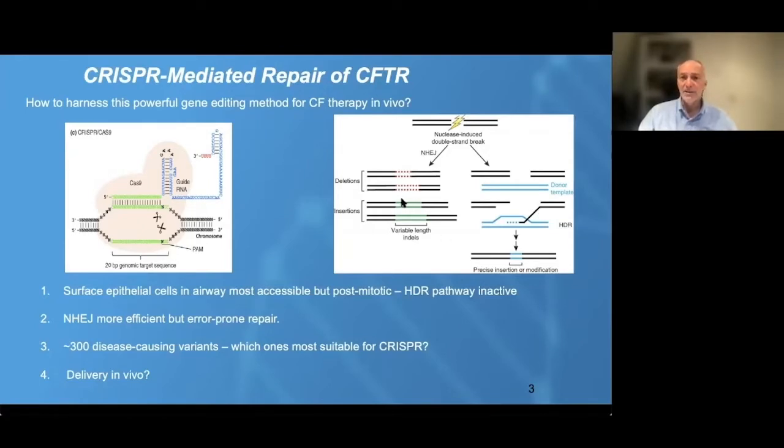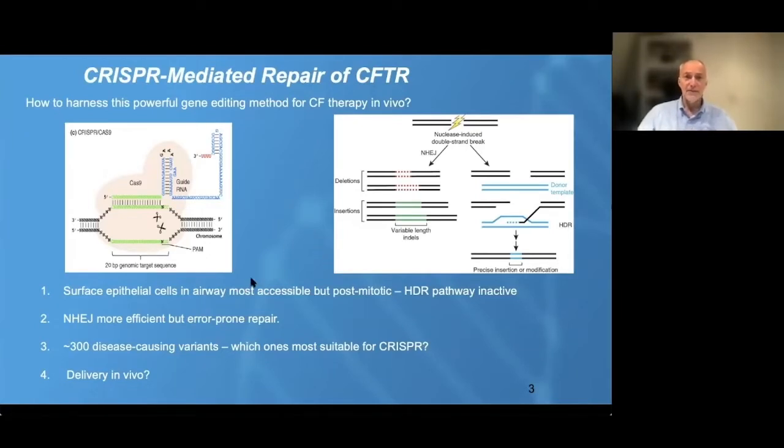In the absence of a donor, the other repair pathway is the non-homologous end-joining pathway. This is an error-prone repair methodology that results in the incorporation of deletions or insertions of variable lengths into the target. So it's often used as a very good way to inactivate genes, but not really to repair genes.